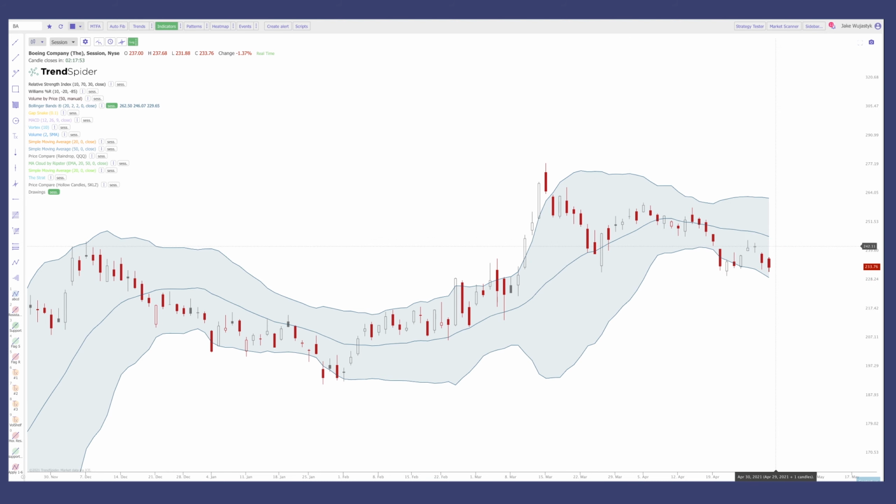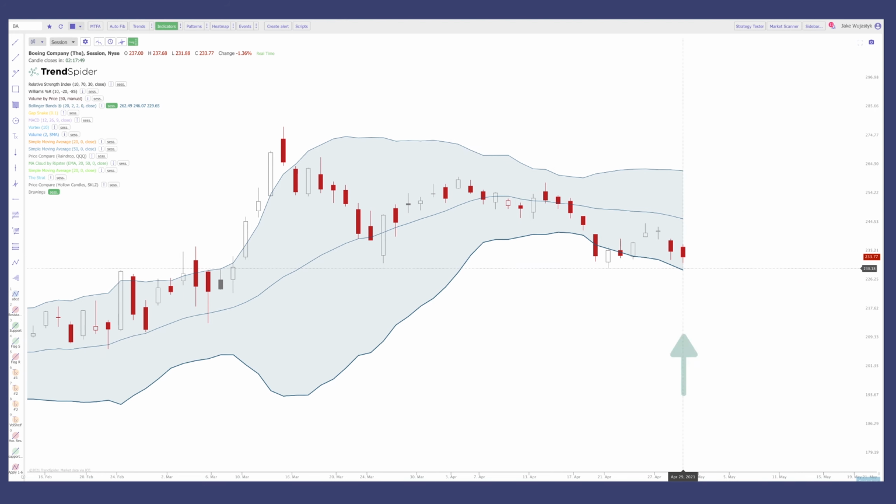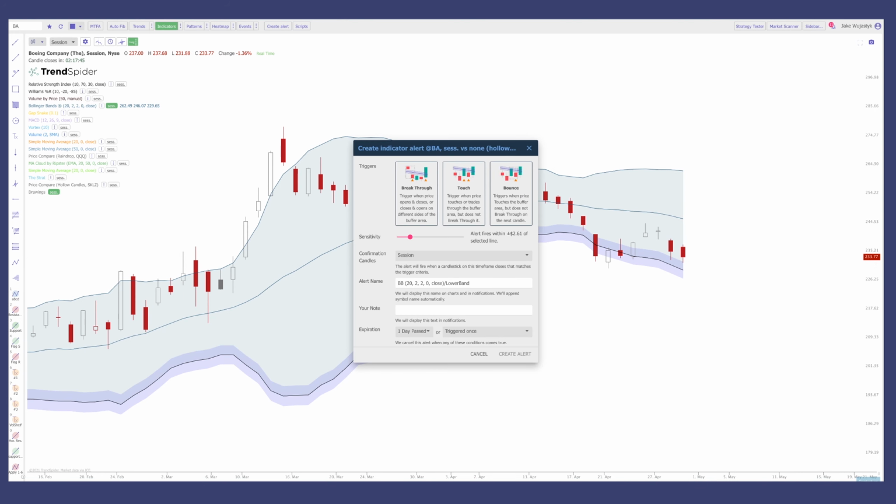And you'll see here, if I wanted to be alerted anytime the price touches this lower Bollinger Band, all I have to do is right click, create an alert at this line, and you'll see the sensitivity is the exact same on a Bollinger Band as it is on the trend lines. You're just defining your zone, and you'll see the alert fires within $1.96 of the selected line, and you'll be able to go about your day and be alerted anytime the price gets there, and you'll know it's time to get back to the screen and see if you need to make a trade.